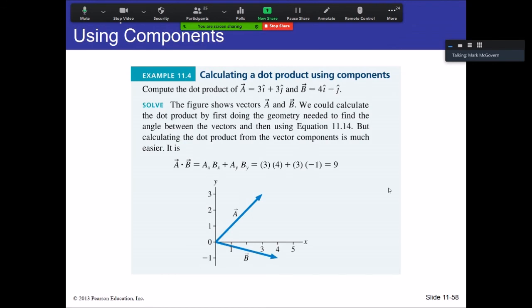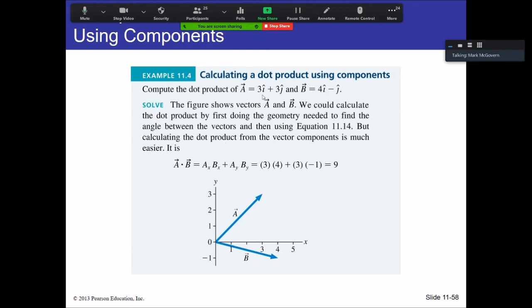Okay, so here's another example of that. Say we have these two vectors here. Vector A is 3i hat plus 3j hat. Vector B is 4i hat minus j hat. If I wanted to compute the dot product of these two vectors and I did not want to do it with this component format, here's what you have to do. Pythagorean theorem on both to get their magnitudes. And then you're going to have to work out the angle between them, which means you're going to need a couple of inverse tangents or something like that. And that's obnoxious. It's a lot of extra work. You don't need to do that.